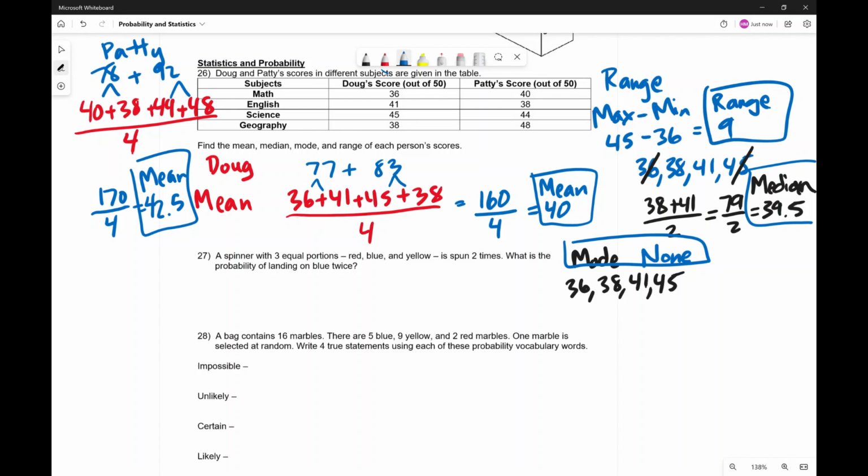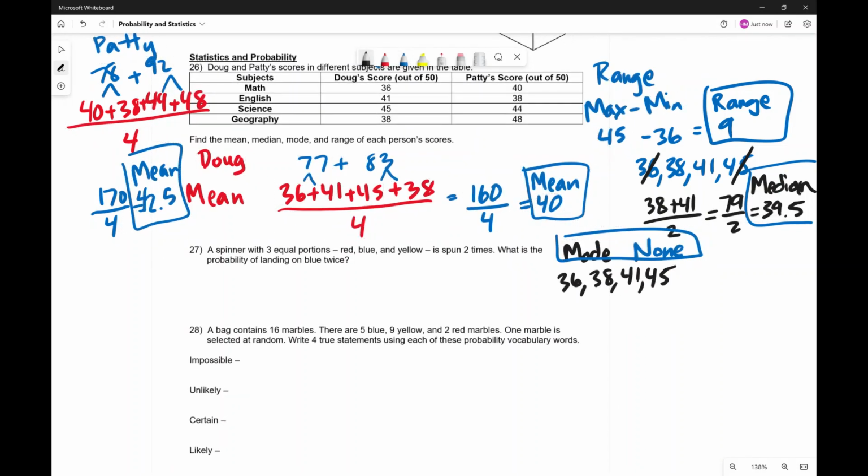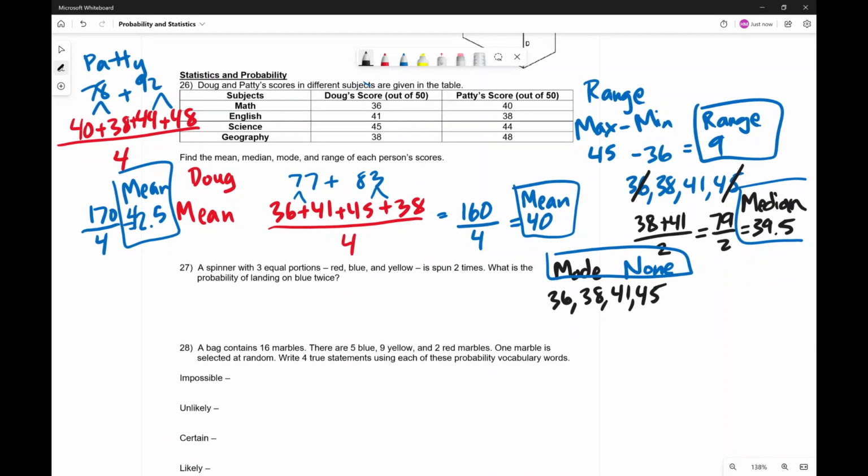Now we'll find Patty's median. So let's put all the numbers in order for the median. Putting them in order, we have 38, followed by 40, then 44, and finally 48. Start crossing out the numbers on the ends, and we'll see that the two numbers in between are 40 and 44. The median will be 42. That's the number in the middle.